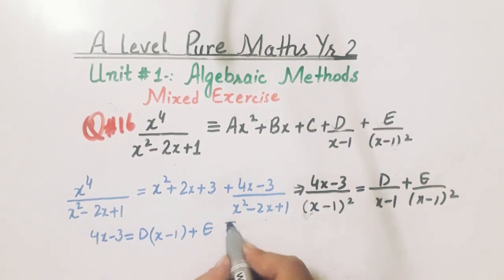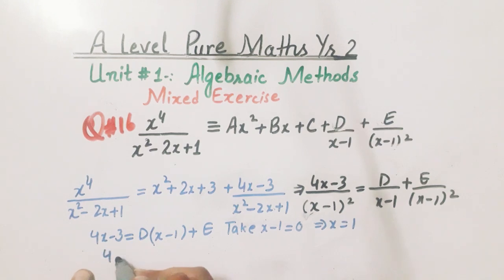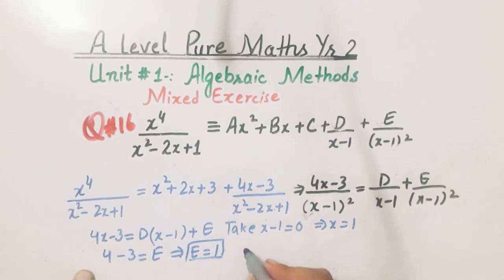Now take x minus 1 equal to 0, which means x equals 1. So we get 4 minus 3 equals e. So the value of e is 1. Now to find the value of d we will compare the coefficients of x. So 4 equals d.